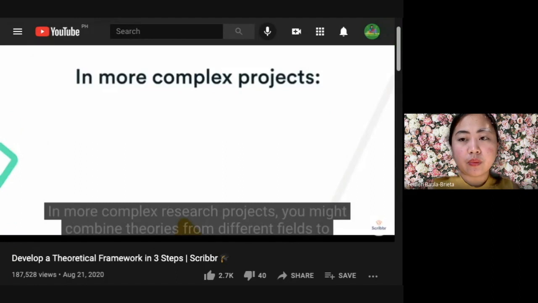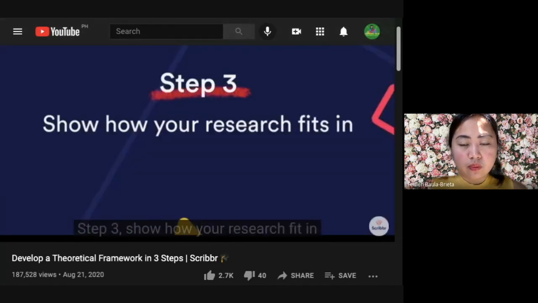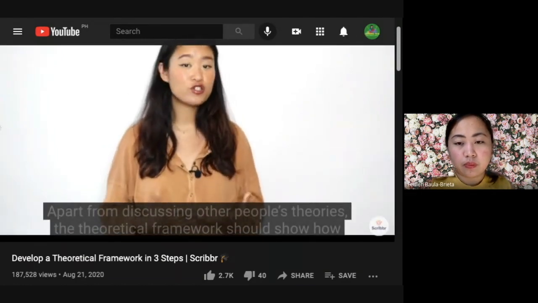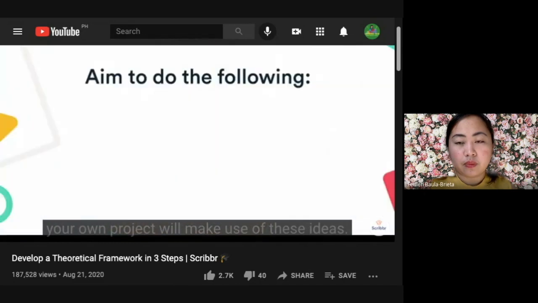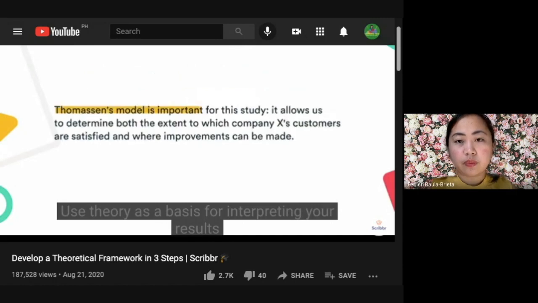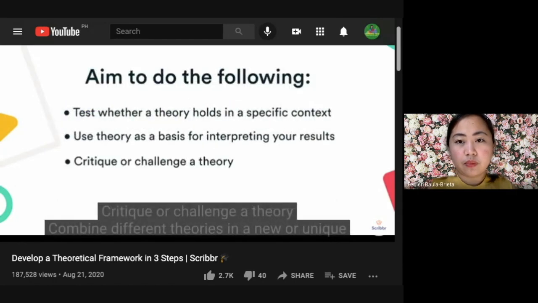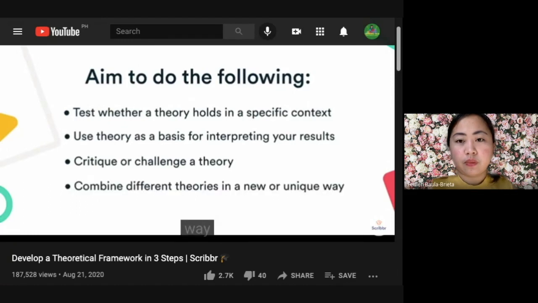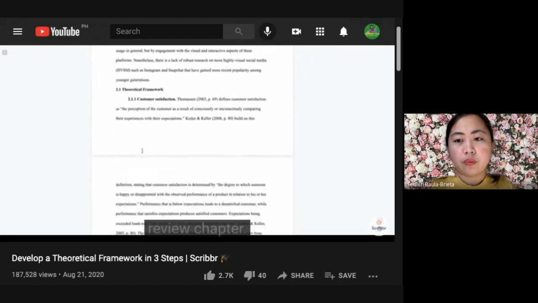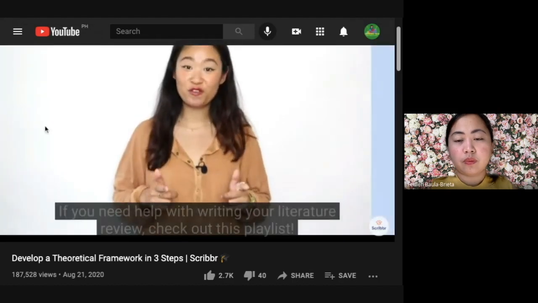In more complex research projects, you might combine theories from different fields to build your own unique framework. Step 3. Show how your research fit in. Apart from discussing other people's theories, the theoretical framework should show how your own project will make use of these ideas. You might aim to do one or more of the following. Test whether a theory holds in a specific context. Use theory as a basis for interpreting your results, which is what our example did here. Critique or challenge a theory. Combine different theories in a new or unique way. In a thesis or dissertation, the theoretical framework is sometimes integrated into a literature review chapter. If you need help with writing your literature review, check out this playlist.